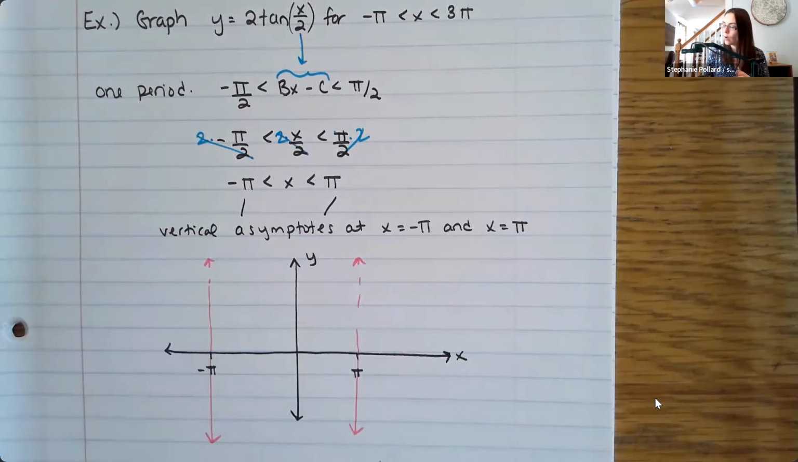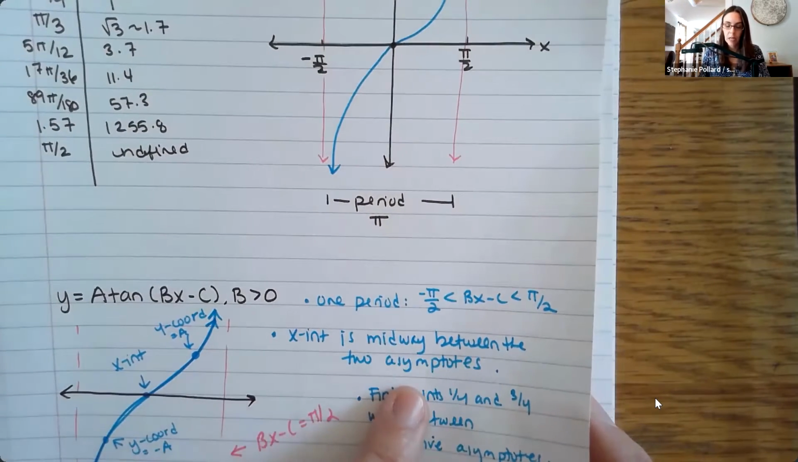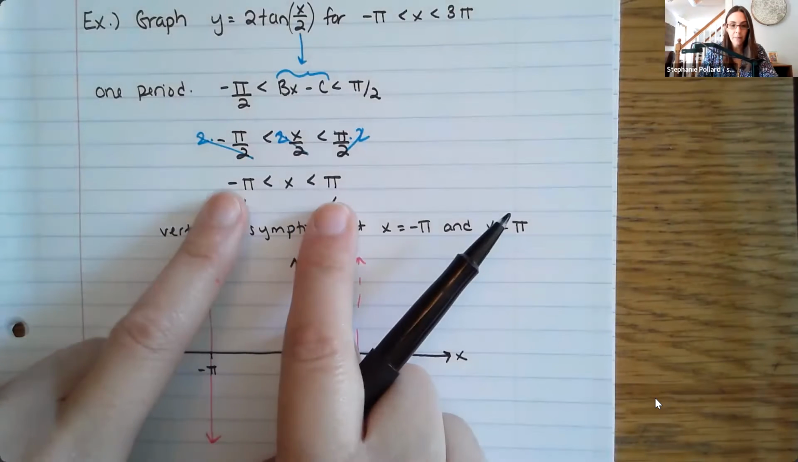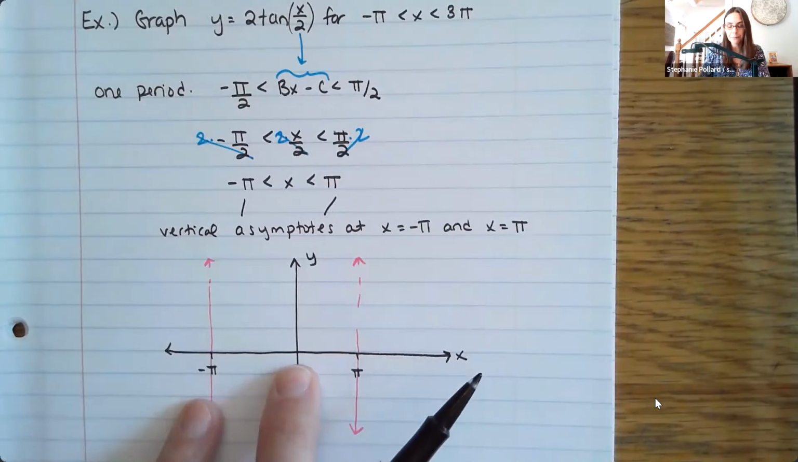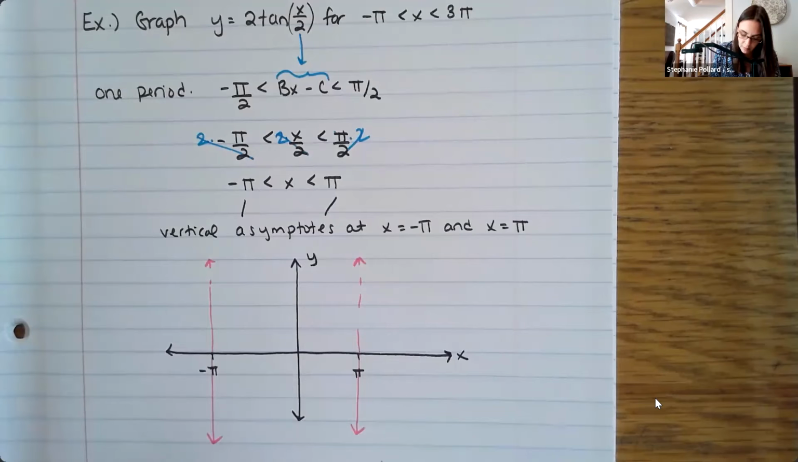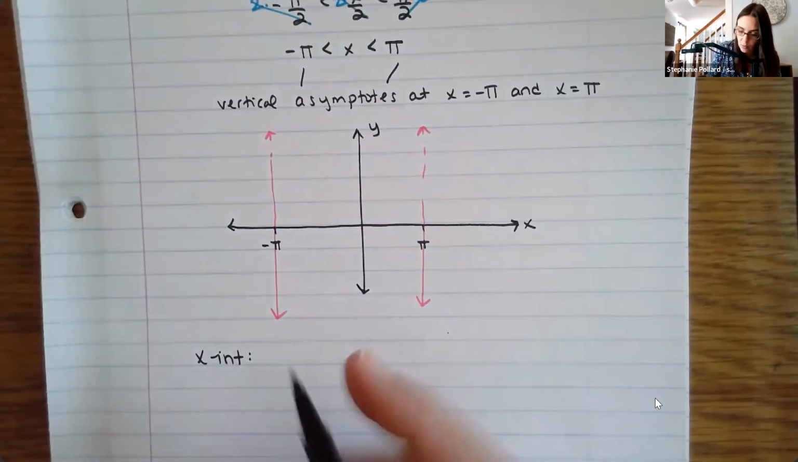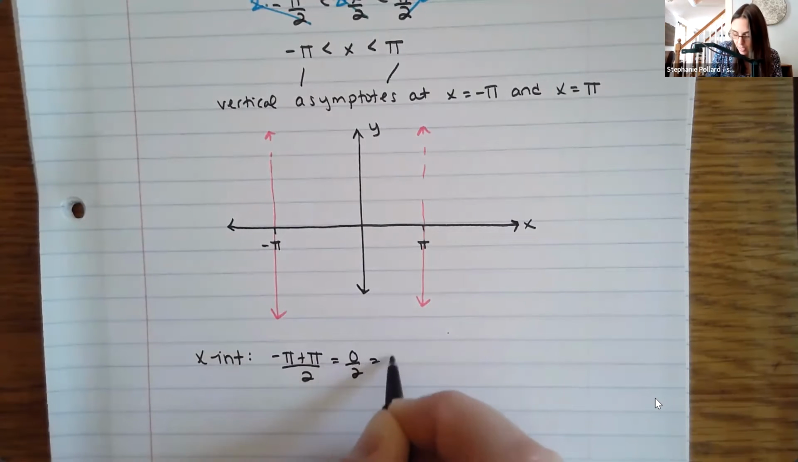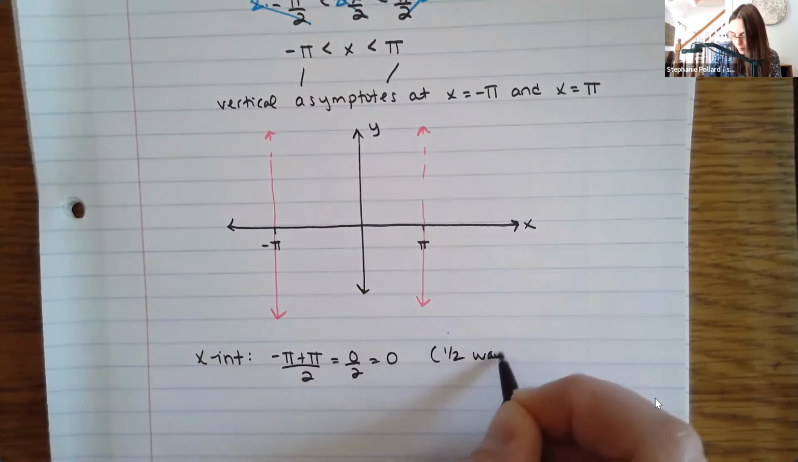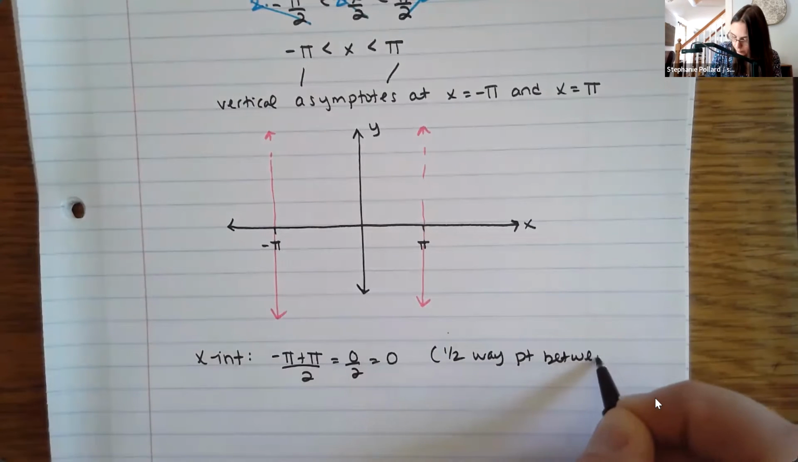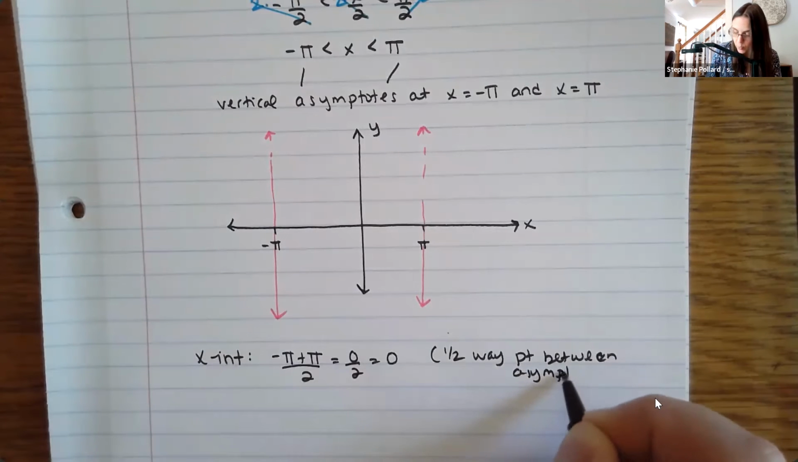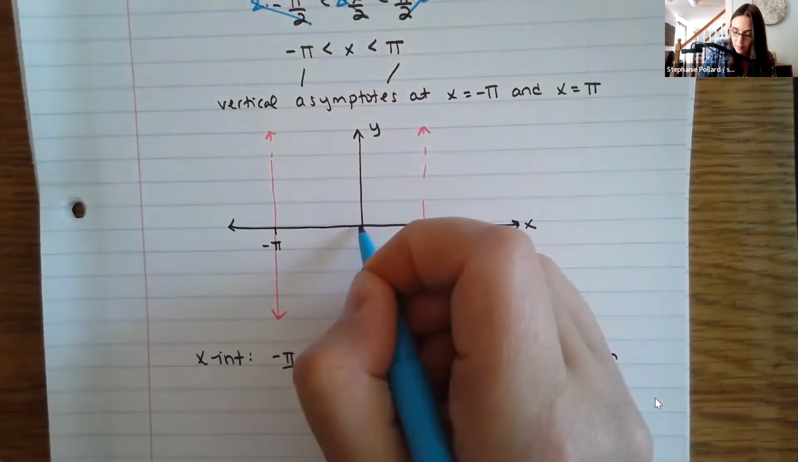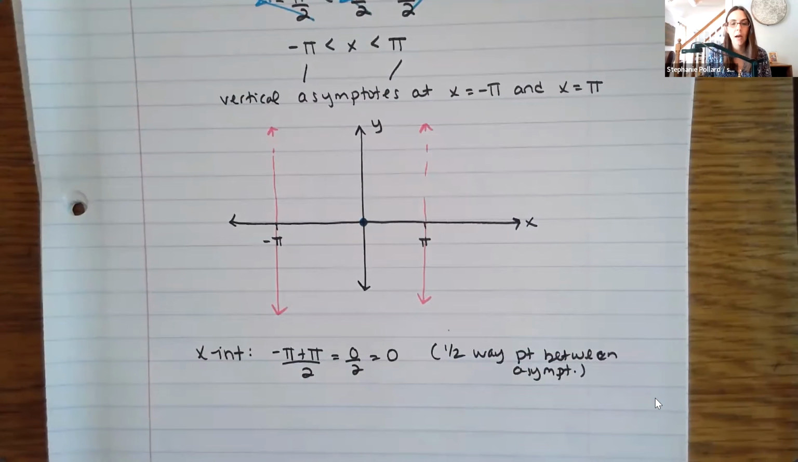And then next I want to find my x-intercept. Our x-intercept is always halfway between the two asymptotes. This one's pretty easy because I'm going from negative pi to pi, so halfway in between would just be 0. If you're not sure, you can always add those two values together and divide by 2. So if you take negative pi plus pi and divide by 2, you get 0. That's the halfway point between the asymptotes, so you have an x-intercept right there at 0.